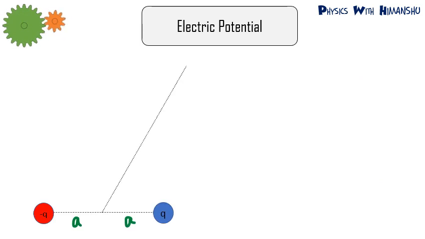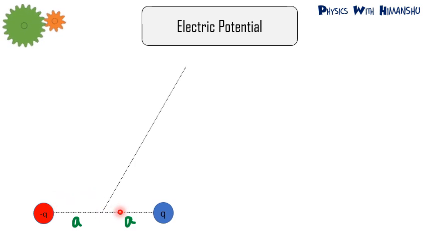So what is a dipole? An electric dipole is a system in which there are two charges, minus q and plus q, with a separation of 2a between them. So the two charges minus q and plus q are placed at a distance 2a from each other, and this is the midpoint.